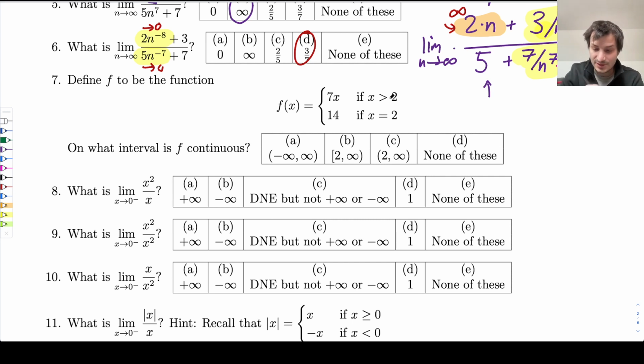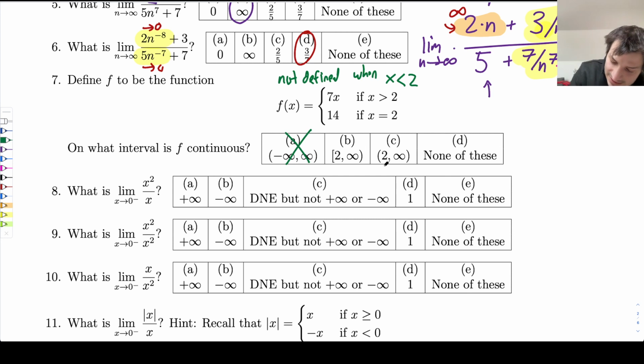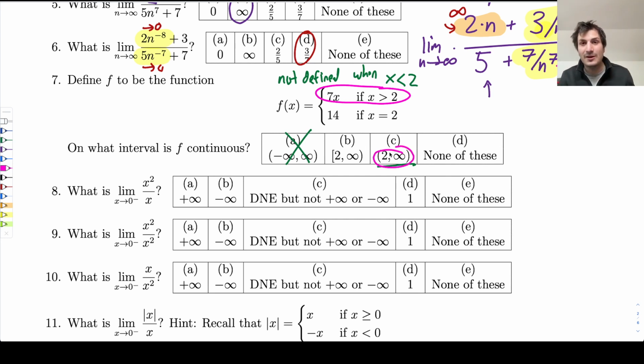So let's see how we would answer this question. First of all, this function is not defined when x is less than 2, right? Because there's no branch that covers x less than 2. So definitely option A, which is all the numbers, is wrong because x less than 2 is just not on there. The second thing is that it is at least continuous on 2 to infinity because it is equal to the function 7x when x is bigger than 2. So from strictly bigger than 2, this branch covers everything, and it's continuous there because it's just the function 7x, and we know 7x is continuous.